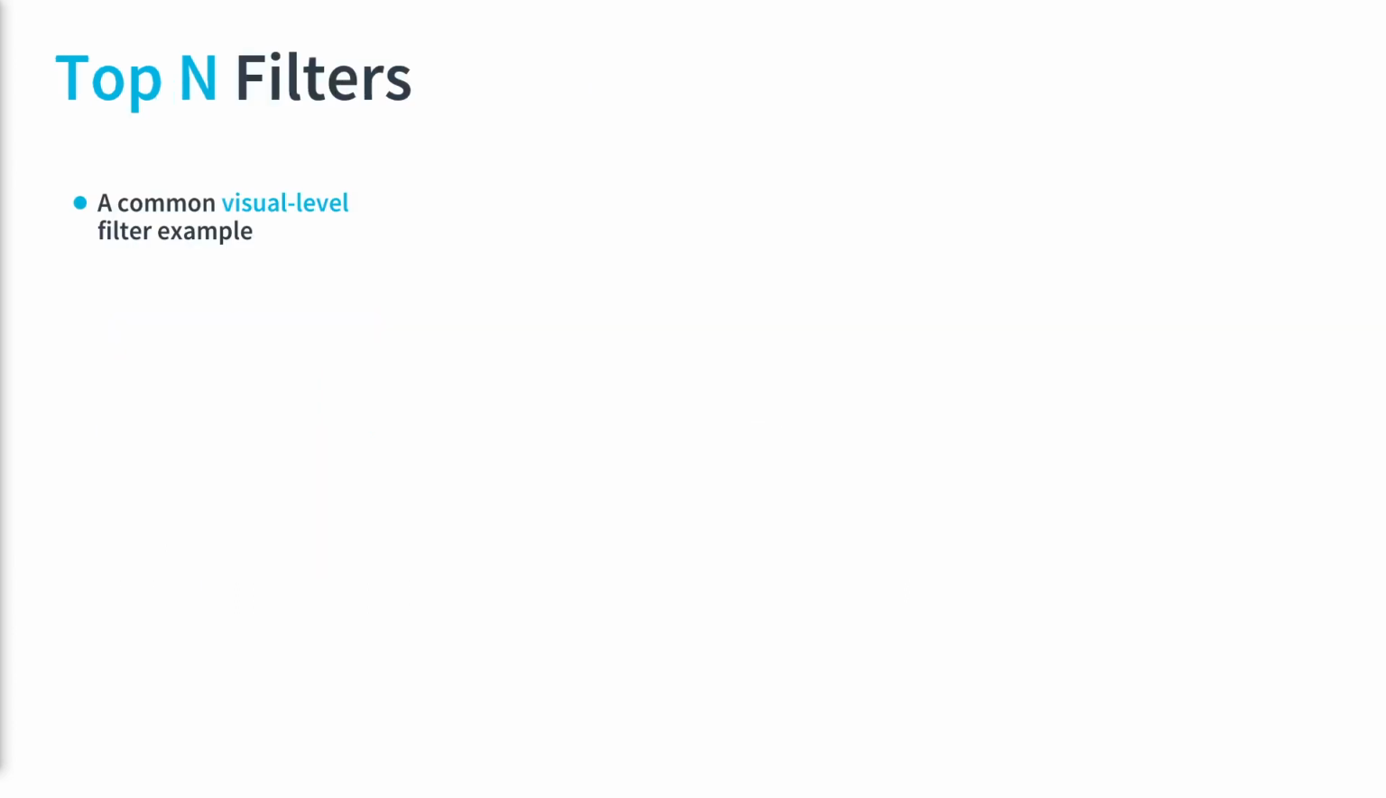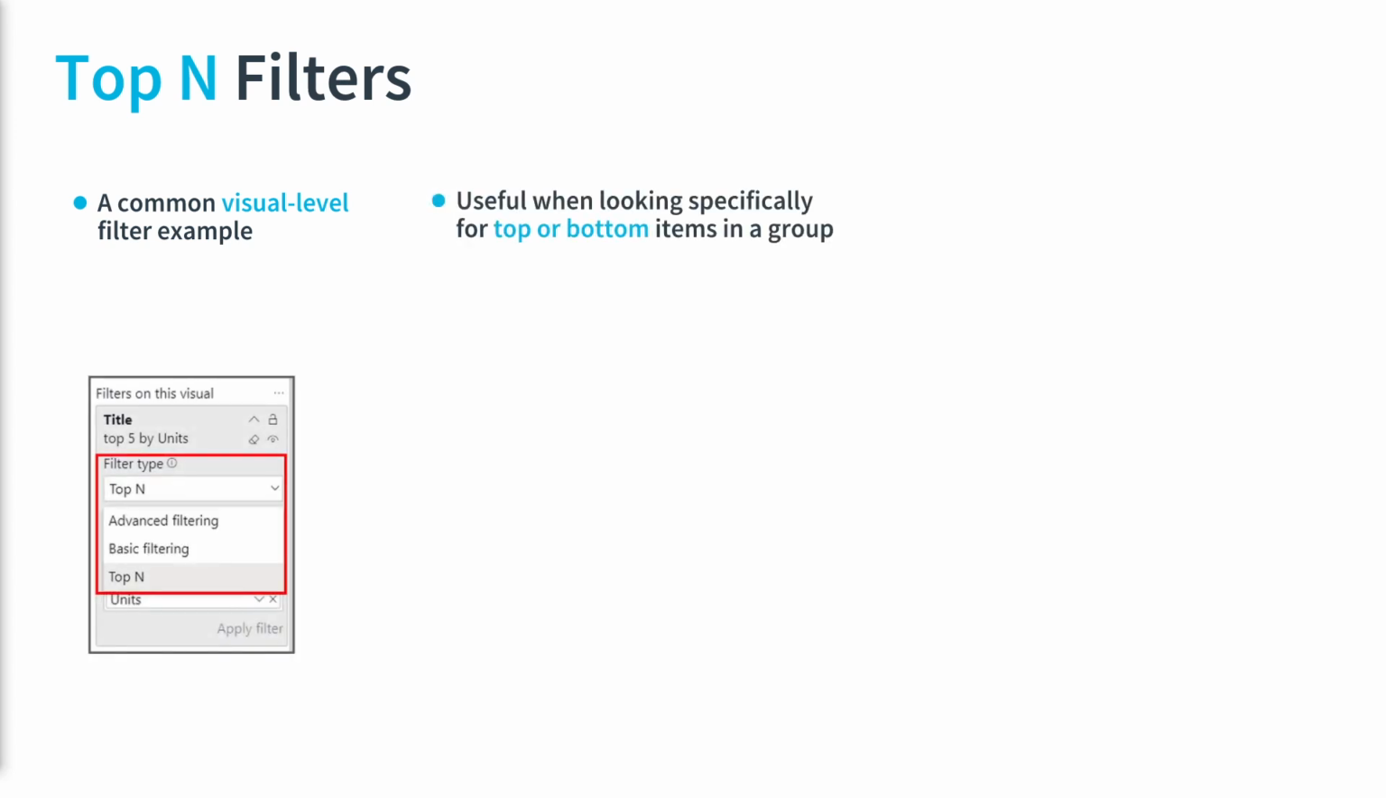Another common use for visual level filters is configuring a visual to only show a specific number of values. The top N filter type is useful when the field you are using in a visual has dozens, if not hundreds of values, and only a few are important.